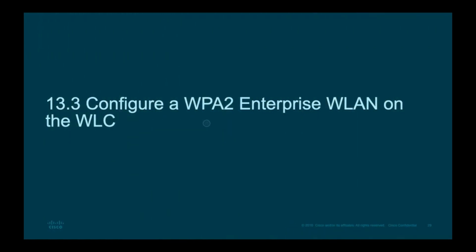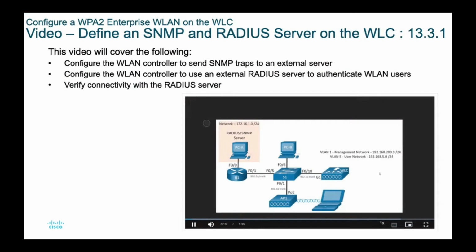After that, we have 13.3, configure WPA2 Enterprise wireless LAN on the wireless LAN controller. We have also done the exercise in this topic, but you can view the explanation through the video, the first topic inside the first learning module, 13.3.1. They explain everything: how to enable SNMP, Simple Network Management Protocol, and RADIUS server. RADIUS server is actually for creating a username and password.